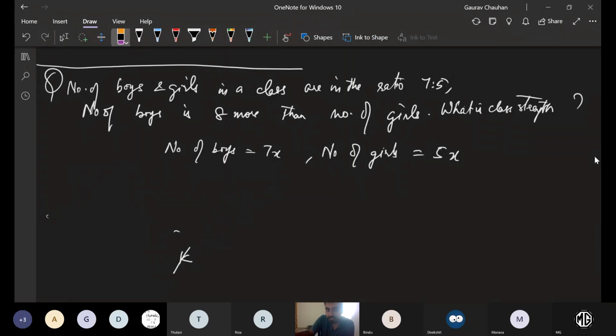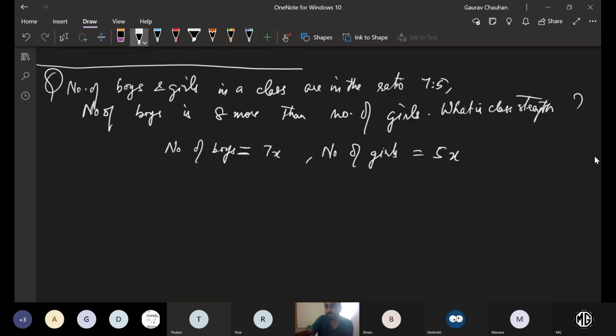Here also, so basically what is it? Whenever there is a ratio, it is multiplied by a constant, multiplied by some number, correct? Sorry guys. So here we have number of boys.